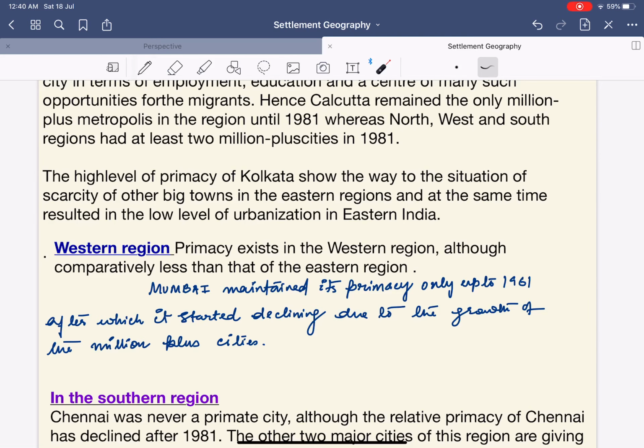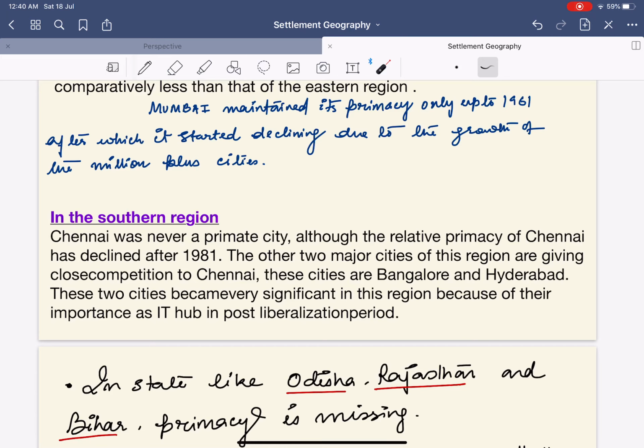What is the large city? Calcutta. Now, in the southern region, the very first thing that comes to mind is that Chennai must be the primate city. But this was not the case, because Chennai was never a primate city. Although the relative primacy of Chennai has declined after 1981. The other two major cities in this region in close competition to Chennai are Bangalore and Hyderabad. I hope you understand that both of these are IT hubs. These two cities became very significant in the region because of their importance as IT hubs in the post liberalization period, means post 1991.